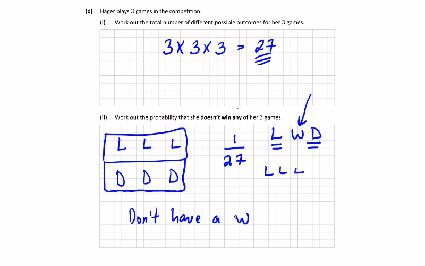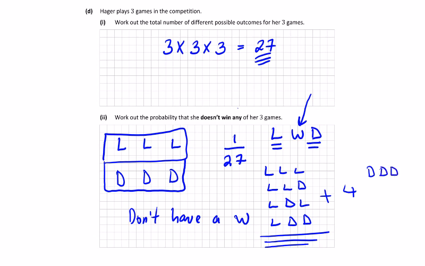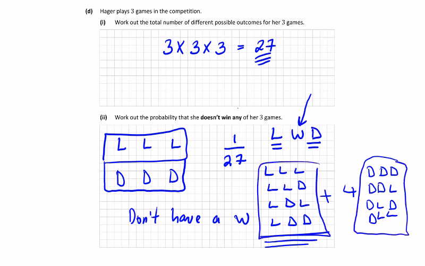We go LLL, LLD, LDL, and LDD. These are all the 4 beginning with L. And we could swap the letters around and we'd have another 4 that begin with D. Let's have a look at them. DDD, DDL, DLD, and DLL will be the other 4. So there's 8 possibilities of not winning any. I misread it to be thinking it was just to lose them all, but they're not the same thing. So there's 8 out of a total of 27 for part 3.